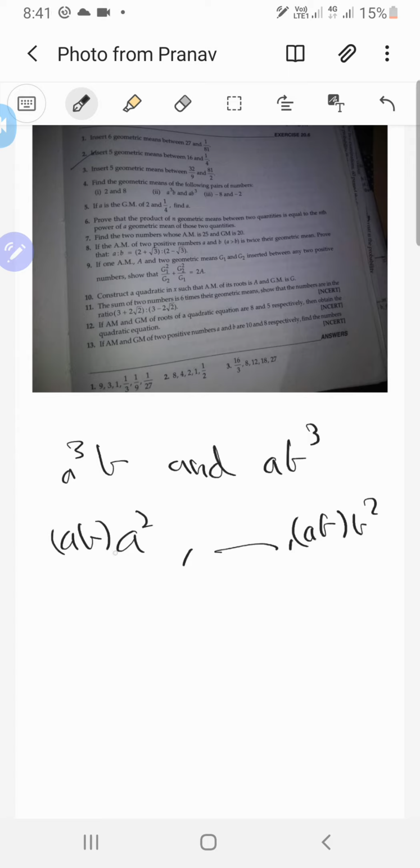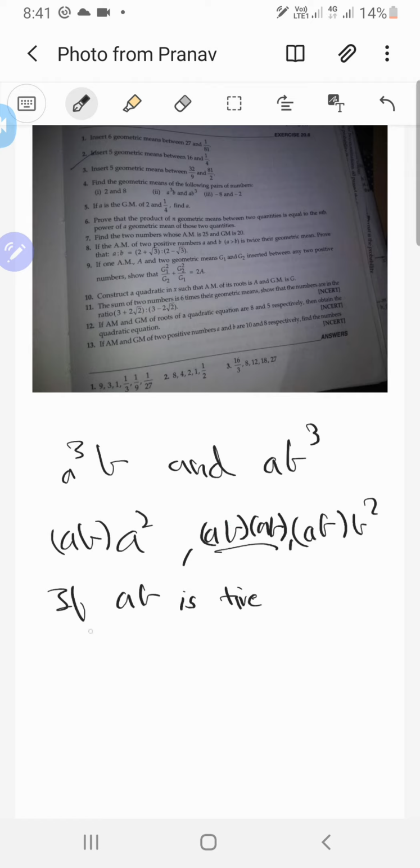So a squared is obviously positive, b squared is obviously positive. We don't know if ab is positive or negative. If ab is positive, then this is a positive quantity, this is a positive quantity, and their geometric mean would be ab into ab. That should be okay. The square root of this product, so ab whole square, the root of that is just ab, and then the root of a square b square, which is ab whole square, is also ab.